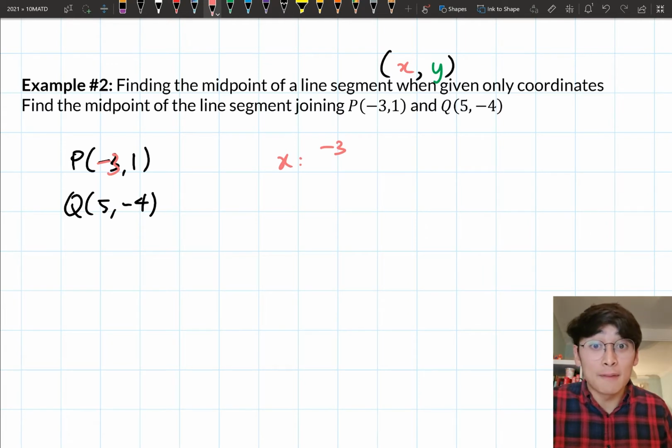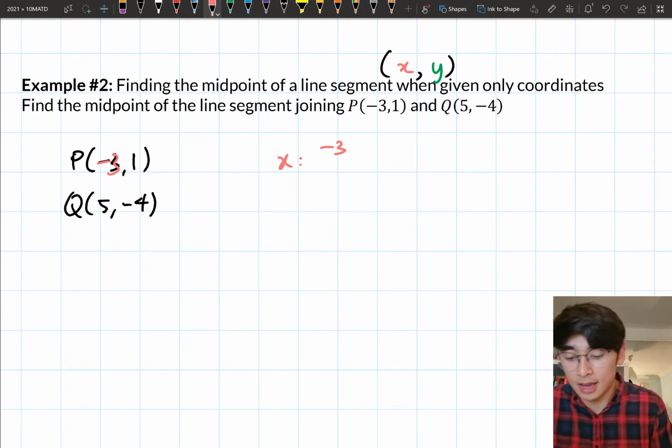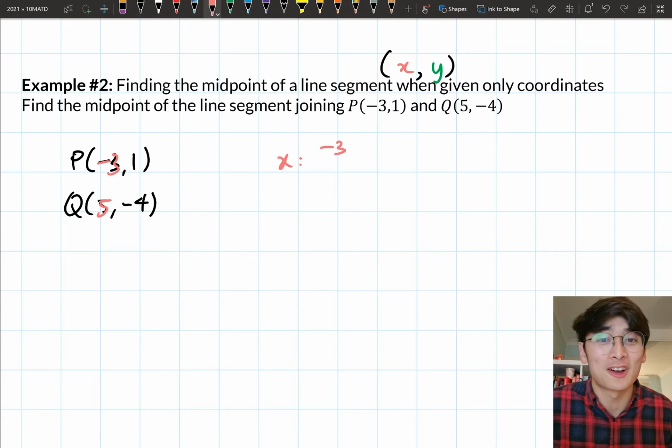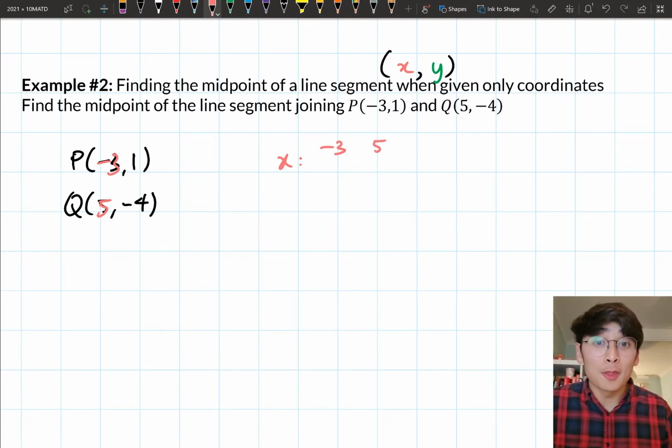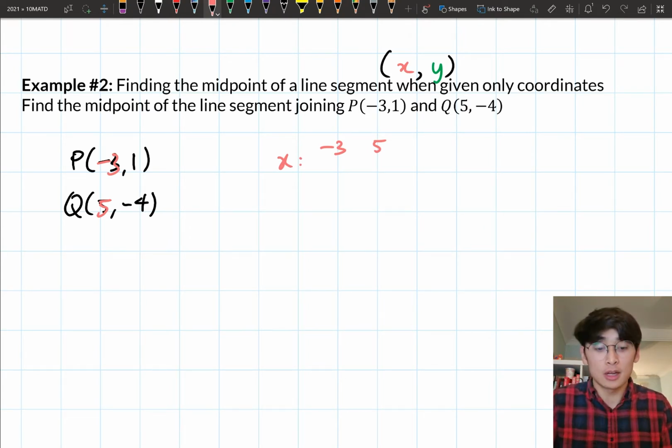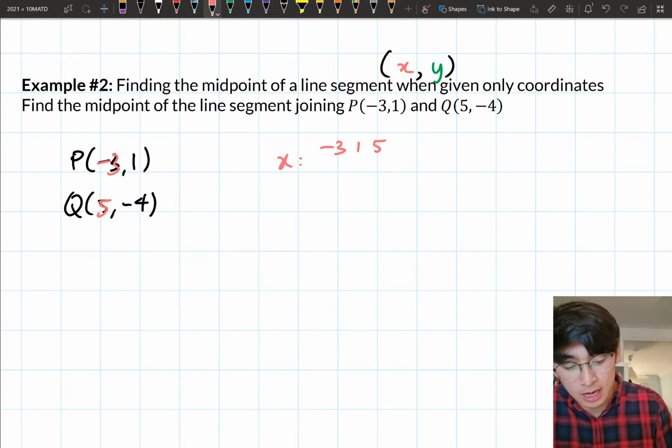Then I'm going to also do the same for Q. Now Q has an x coordinate of 5. That's the first number in my coordinates. So I'm going to then have 5. Once I've figured out both of these x coordinates, I'm going to average them. I'm going to add them together and then divide by 2. So I'm going to go -3 plus 5 divided by 2.